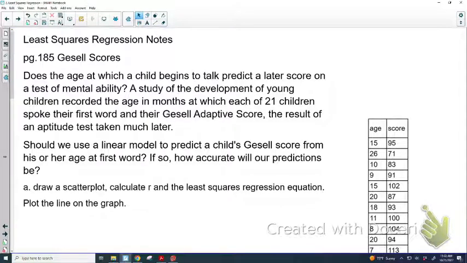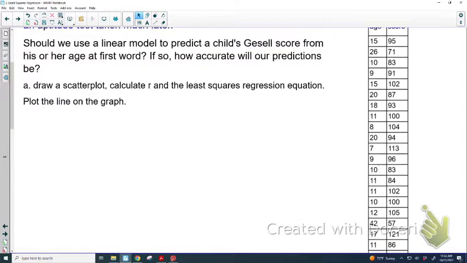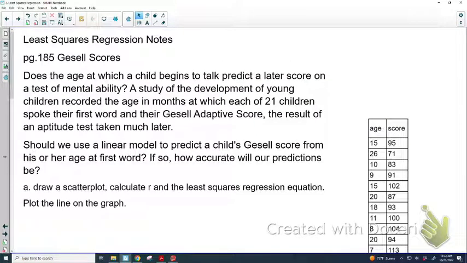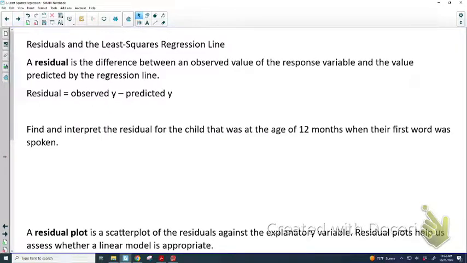In stats, we learned how to do a residual plot and talk about R squared and the standard deviation of residuals. So first off, I typed all this in my calculator. Yet again, we've been working on this problem for quite a while. And then Tuesday, we learned how to find a residual.